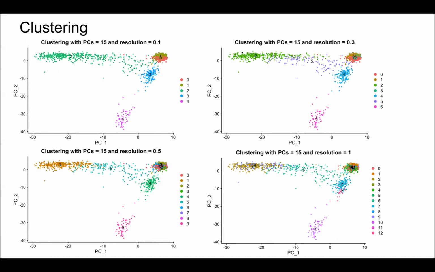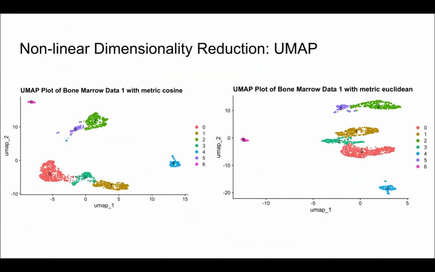I tried different values for resolution, from the range 0.1 to 1, and I see that by increasing the resolution value, we do get more clusters. But for example, when we have resolution equal to 1, we have 13 clusters, but with this number of clusters, we do see some overlaps between different clusters. So for my downstream analysis, I decided to use resolution equal to 0.3, which gives me 7 clusters.